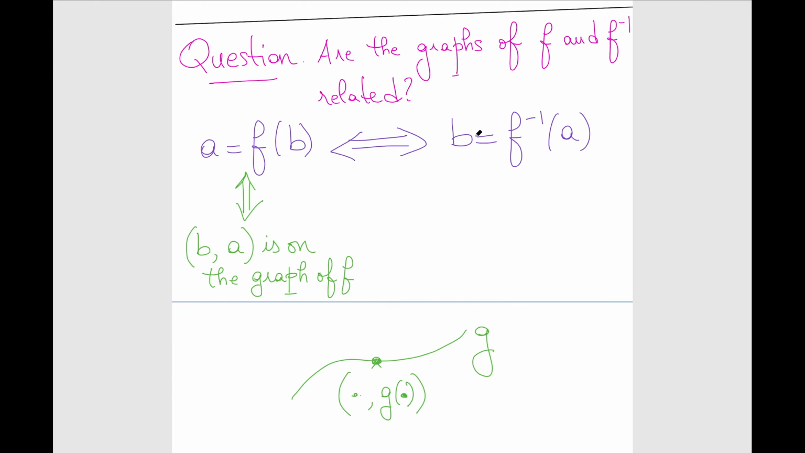Now for this side, you have b equals f inverse of a. So in this context, the function is f inverse, and the input is a. So a comma f inverse of a is on the graph of f inverse, but f inverse of a is b. So a comma b is going to be on the graph of f inverse. So this is equivalent to saying a comma b is on the graph of f inverse. Right?